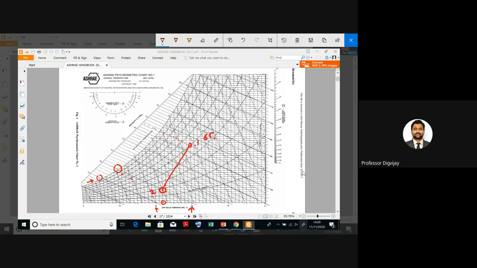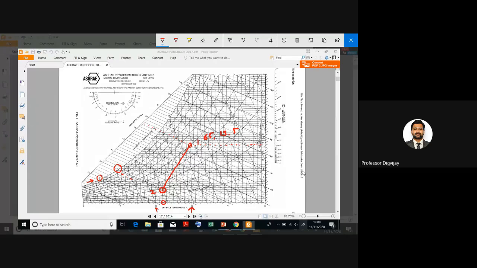So I have to go in horizontal direction like this and check for this value here. Here it is shown as 14, somewhat below 14. So this will be 12, 12.5, 13, 13.5. So this specific humidity will be 13.5 grams per kg of dry air.